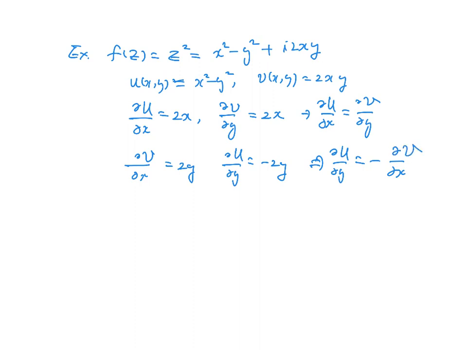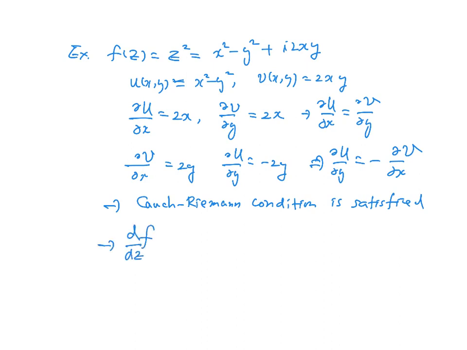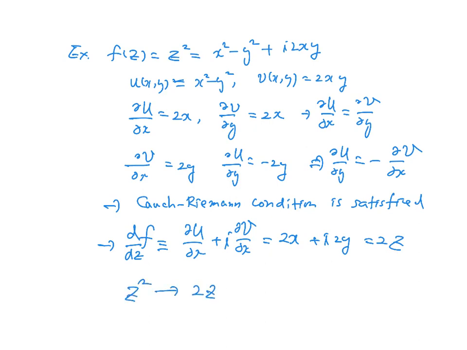So for this function, the Cauchy-Riemann condition is satisfied, right? So we can define the derivative. So derivative df/dz is defined by simply partial u partial x plus i partial v partial x, which is 2x plus i 2y, which is 2z. So the derivative of z square is 2z. So you can actually differentiate like a real function.